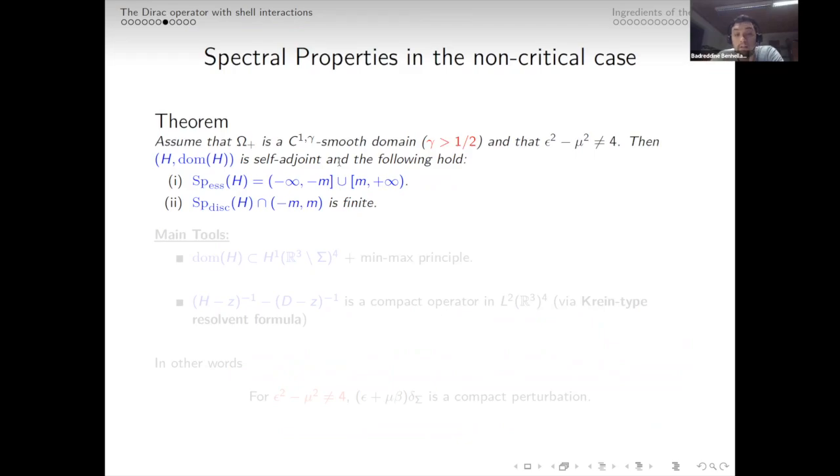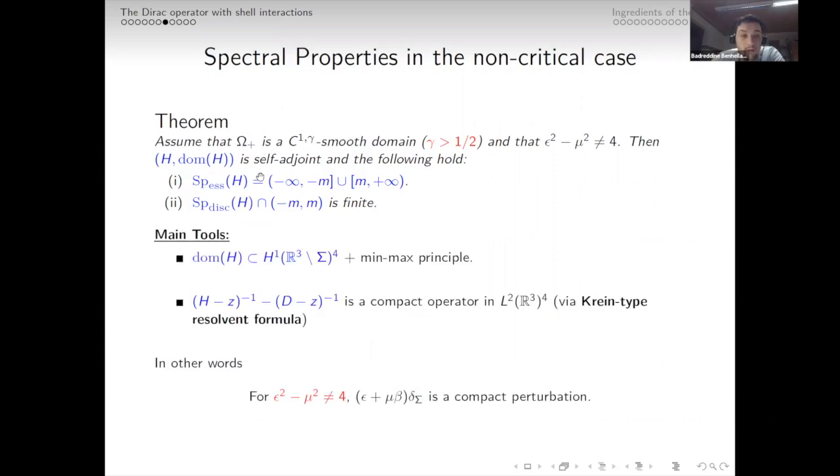If we assume that our domain omega plus is a Hölder domain, say with gamma strictly bigger than 1/2, and this in order to ensure that the trace of functions in the Dirac subspace are actually in H^{-1/2}, and assuming that we are under this condition, then we have self-adjointness of our operator, and the essential spectrum is characterized as the one of the free Dirac operator. And moreover, the discrete spectrum in the gap (-m, m) is finite. So let me say just a few words about these two points.